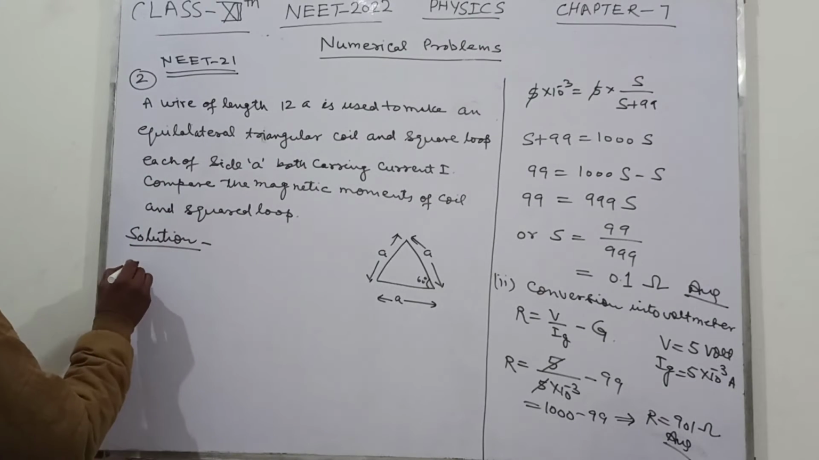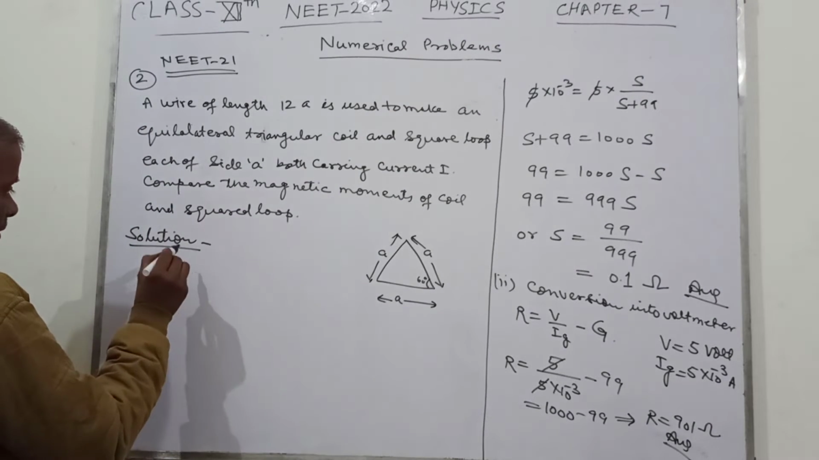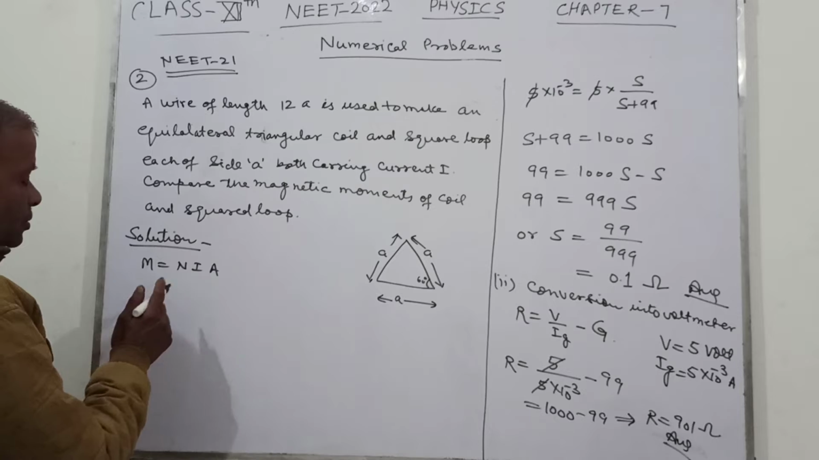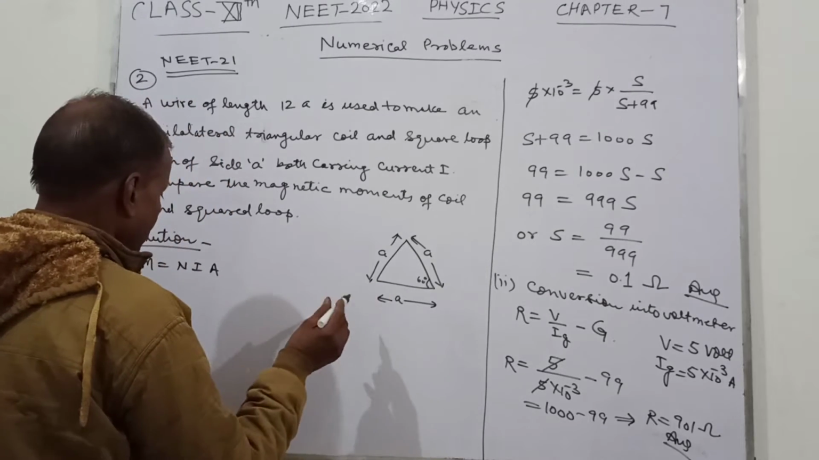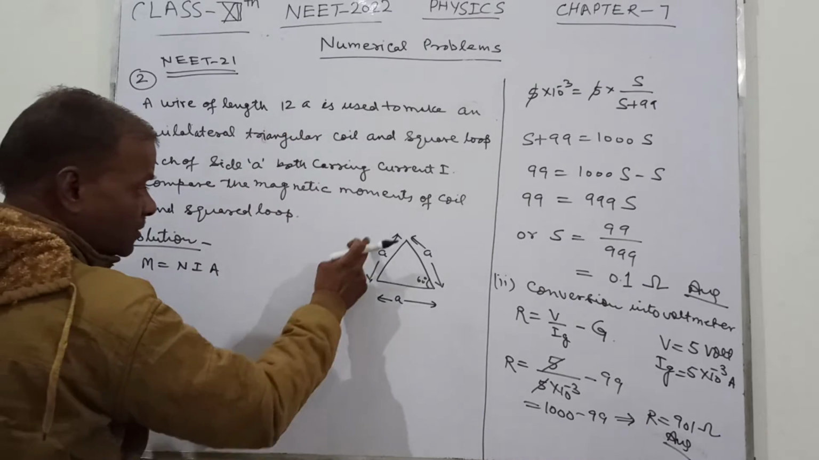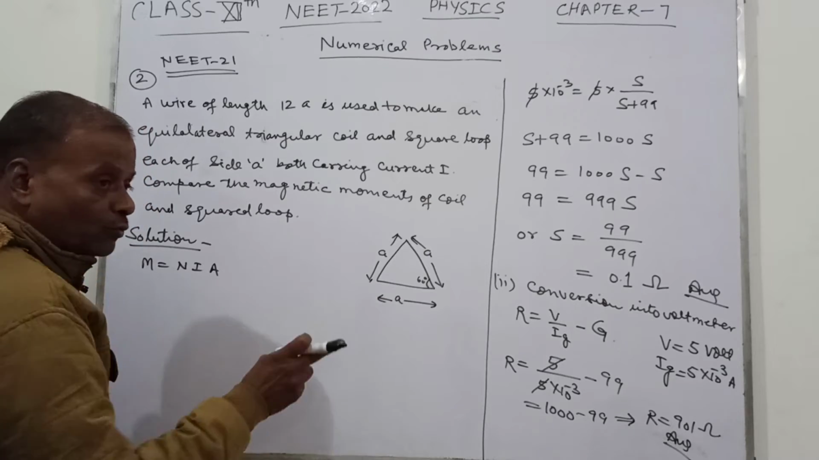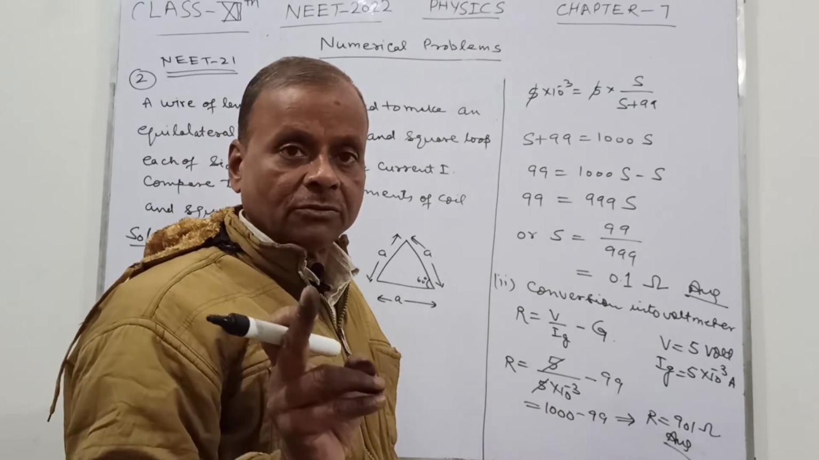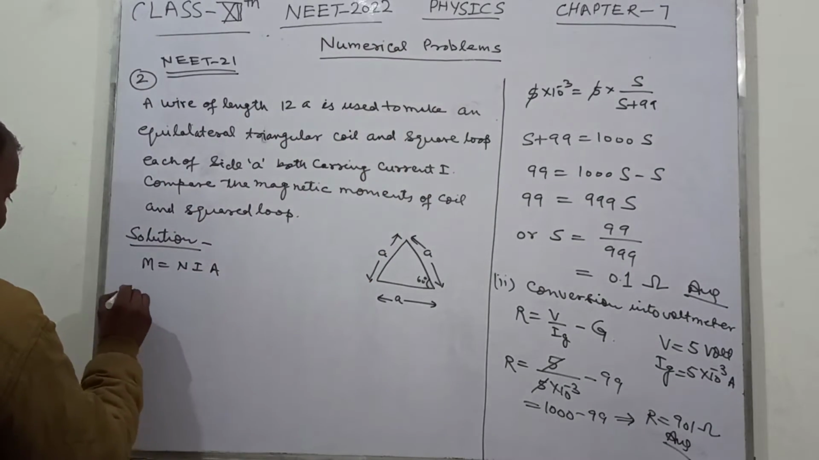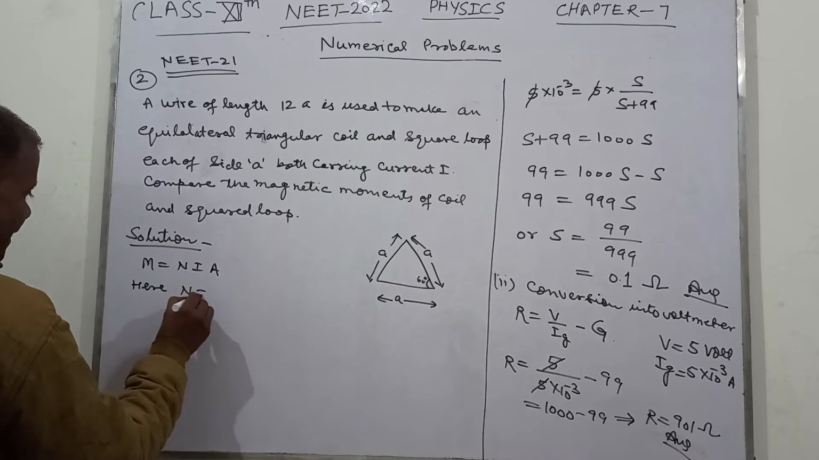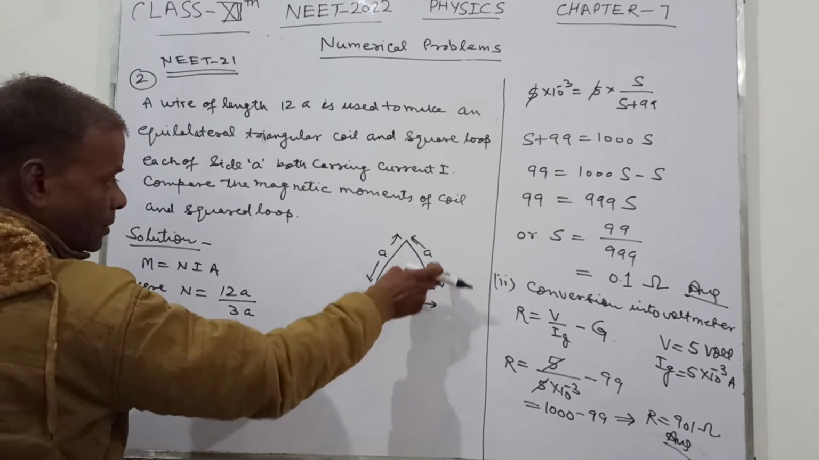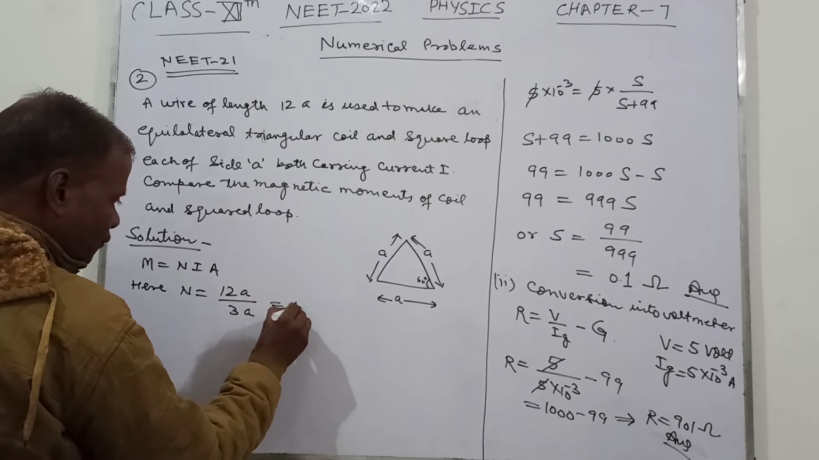It is equilateral, so definitely this angle is 60 degrees. So how to find the magnetic moment? M equals N I A, where N is the number of turns. Since we have the length 12A, the perimeter of one coil is 3A. So how many turns will there be? N equals 12A upon 3A, the perimeter, so this is equal to 4.